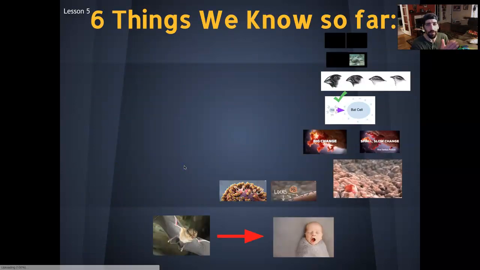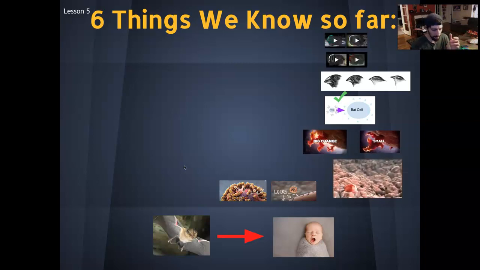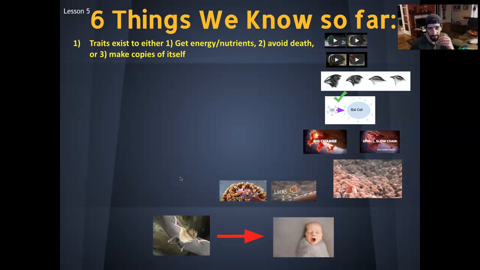Before we get going, let's review what we know so far 2 weeks into this. Number one, we know that all traits in organisms exist for one of 3 reasons. Either number one, they exist to help the organism get energy and nutrients, like the whales hunting the fish. Number two, they exist to avoid death, like the octopus. Number three, they may exist to make copies of itself, like birds that have colorful feathers. That's true of everything. Animals, bacteria, humans, it doesn't matter. All traits are based on those 3 things.